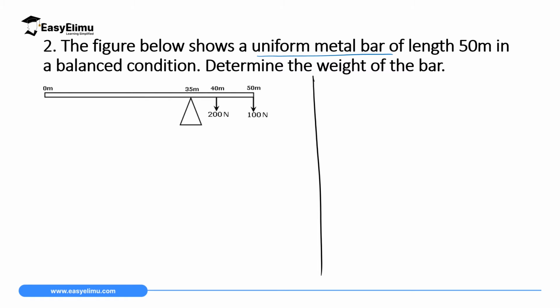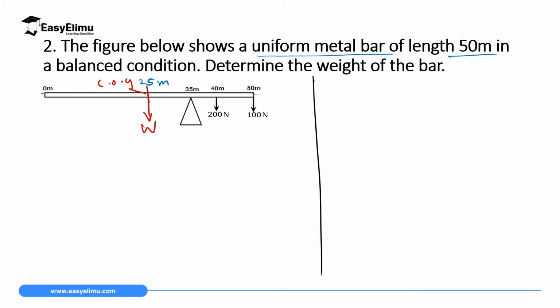When you see a uniform metal bar, it means it is symmetrical and therefore its weight is balanced and the center of gravity, or the COG, is at the midpoint of its length. Like in this case, if it ranges from 0 to 50 meter, then its center of gravity will act at 25 meter. At 25 meter, that is where its weight acts. That is the COG. So this is where the weight of this metal bar will act.